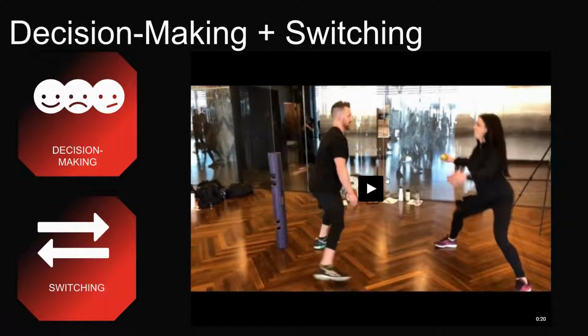Decision making and task switching. So this combines a few things. So this is when we start to stack different cognitive functions, different domains together, because we start with one, just like we would a movement. We start basic and linear and we expand out. Same thing with cognitive function. We start with one and then we start to stack others and make it more complex.